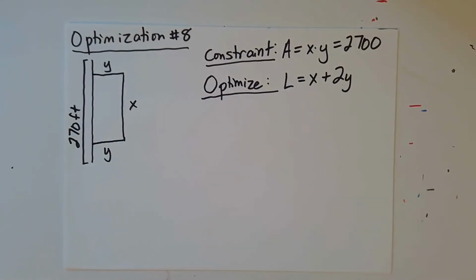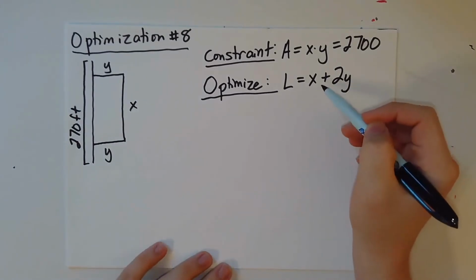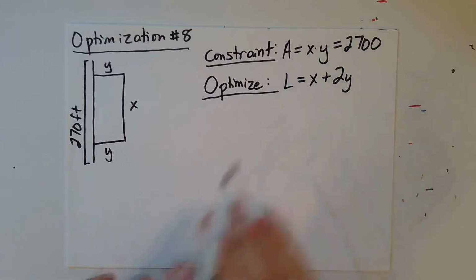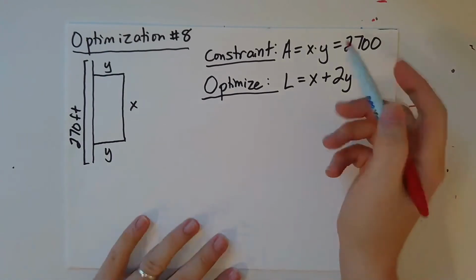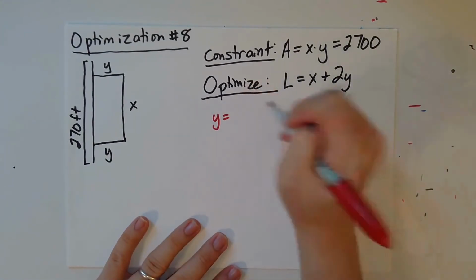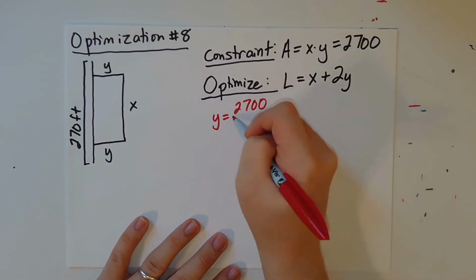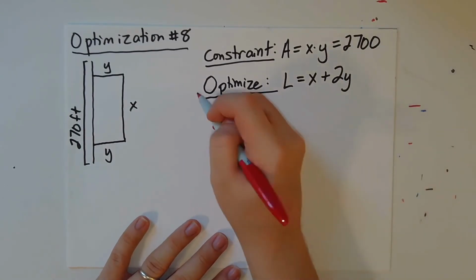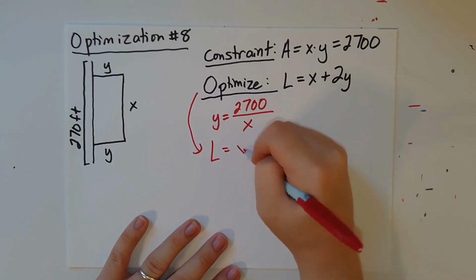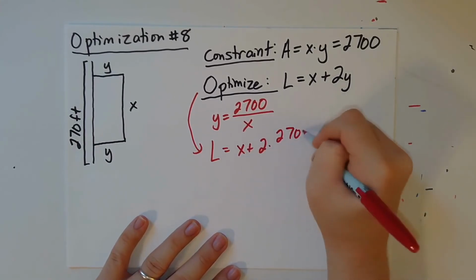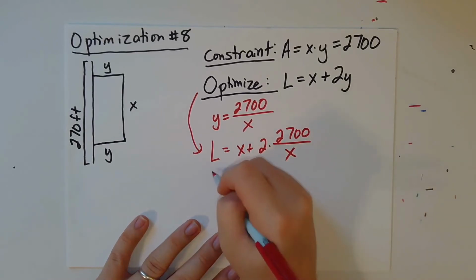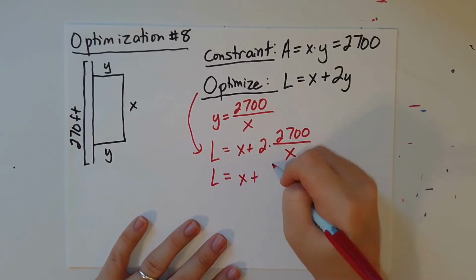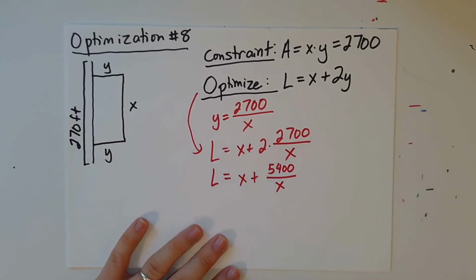Then it says, find a formula that expresses L as a function of x alone. So if I want to do that, I need to use my constraint. I'm going to go ahead and switch colors for variety and solve the constraint. When I solve the constraint, I'll get y equals 2700 divided by x, which then means I can rewrite this L as x plus 2 times 2700 over x, which is to say that L is x plus 5400 over x.